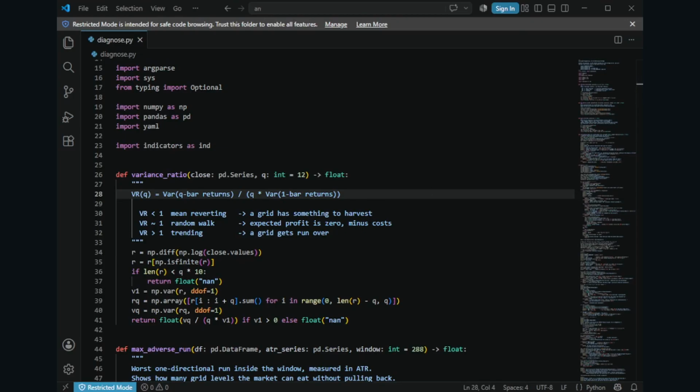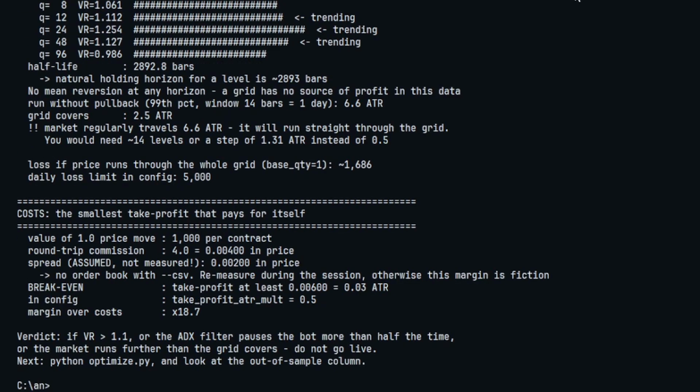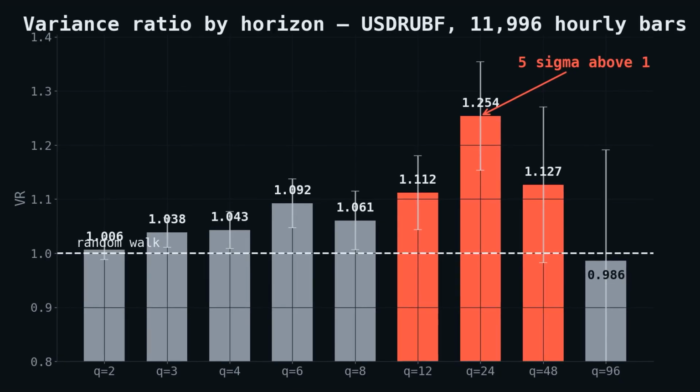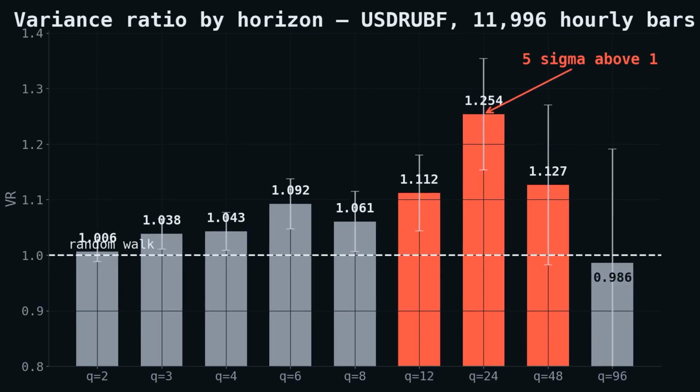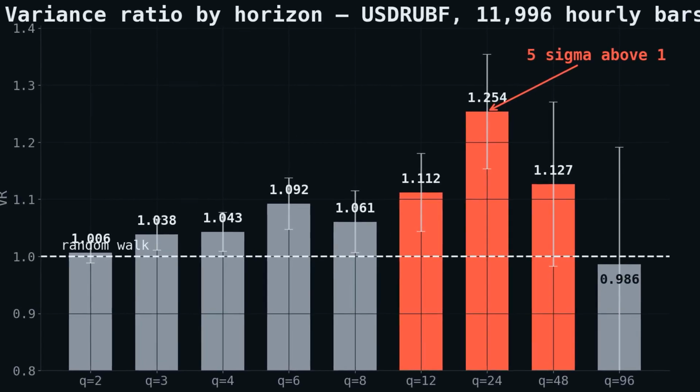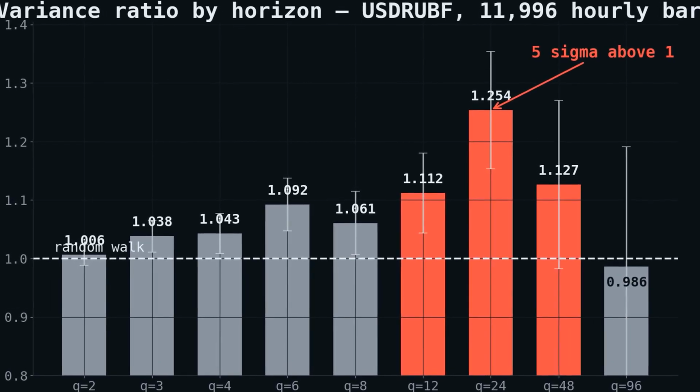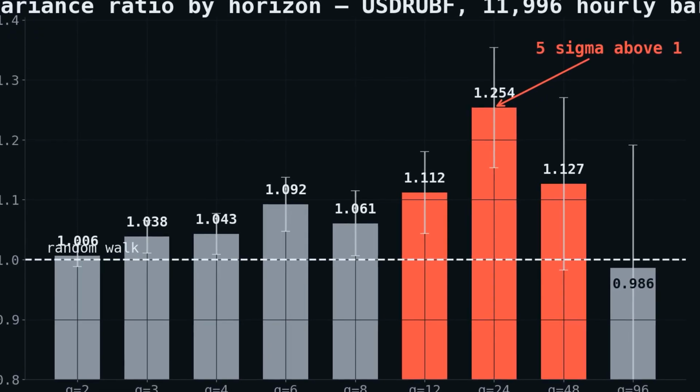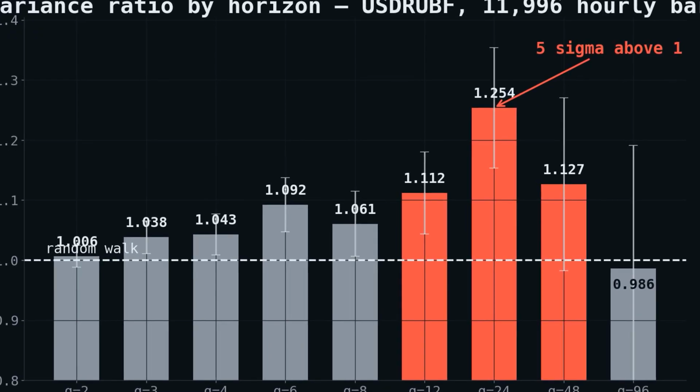3 years of hourly data, 12,000 bars. Here's every horizon. Bars, 1.0064, 1.043, 12, 1.112, 24, 1.254, 48, 1.127. Every single one at or above 1. And that 1.254 is not noise. With the 12,000 bars, the standard error is about 0.05, so this hits 5 standard deviations above the random walk line. This market trends confidently.